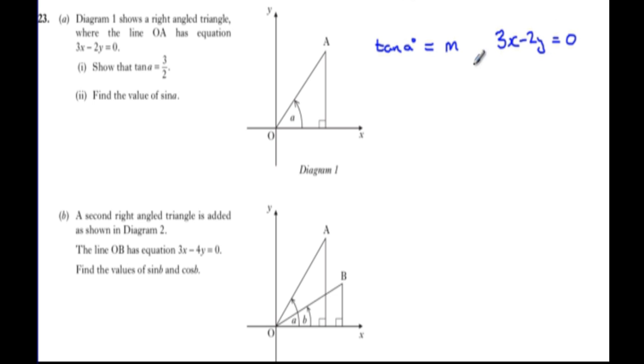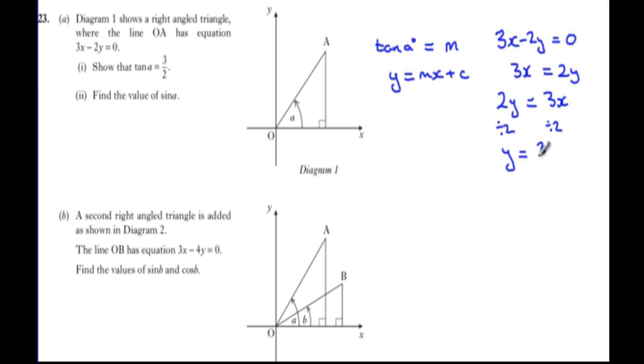Now in order for us to say what the gradient is, we'll need to rearrange this to look like y equals mx plus c. The first thing we could do is write that 3x is equal to 2y, taking the minus 2y over. Turning it round, we see that 2y is equal to 3x. But we need to have y equals, so we'll divide each side by 2. And that tells us that y is equal to 3 over 2 times x.